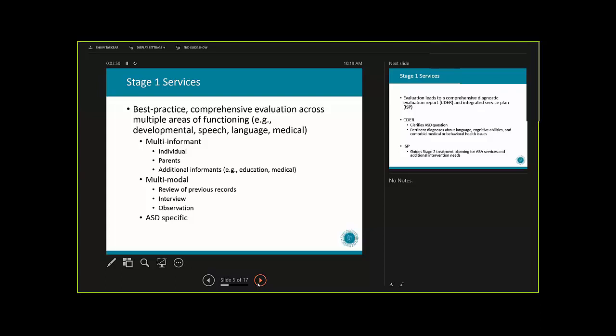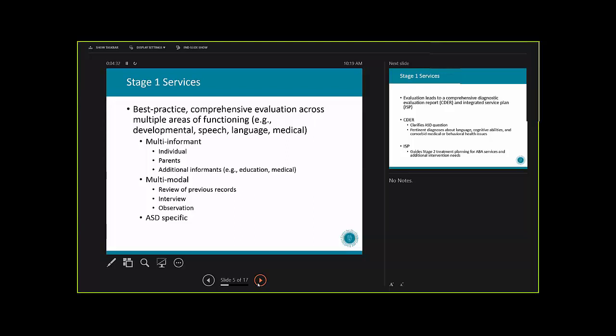So when we consider a comprehensive diagnostic evaluation, we're looking at multiple areas of functioning. This includes areas of development, speech and language, medical concerns, medical history, and it can be educational records in terms of how that child is functioning in that setting, or other intervention records. So in order for the evaluation to be comprehensive, we're trying to gather information across informants and across different modalities.